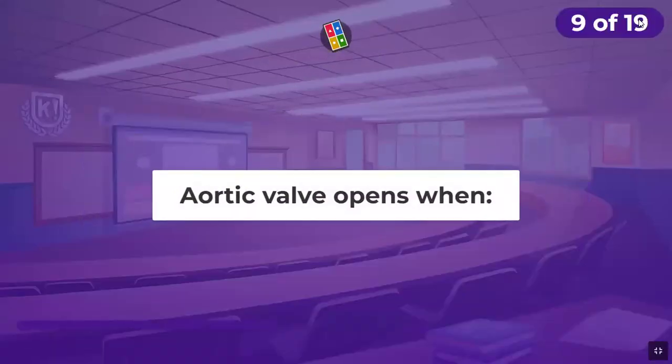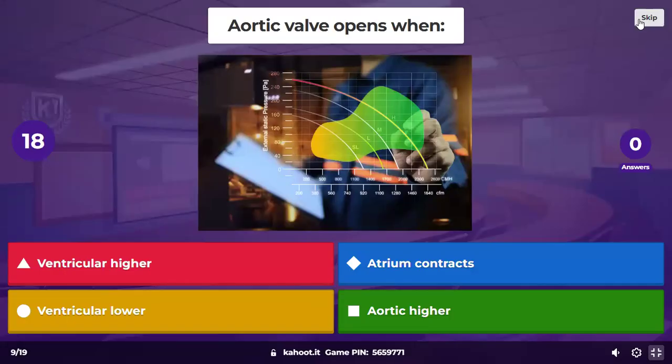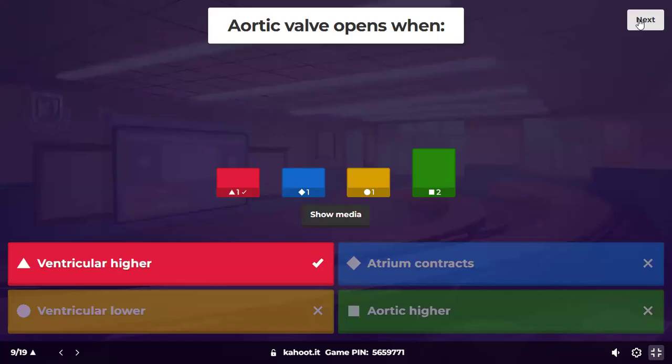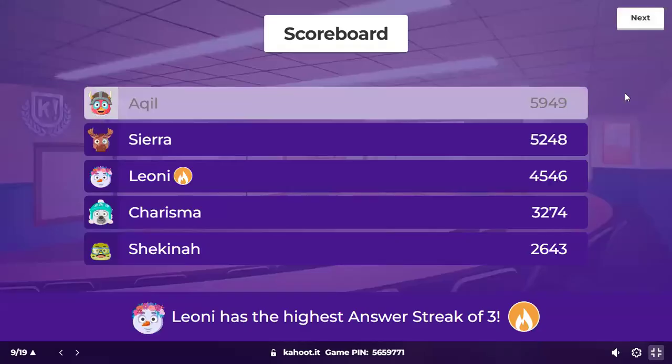Okay, number 9. Aortic valve opens when: ventricular higher, atrium contracts, ventricular lower, aortic higher. Definitely when the ventricular pressure is higher. Because when the ventricle has a high pressure, it's going to push the aortic valve open. So yeah. Okay, so everyone, I guess, stays the same.